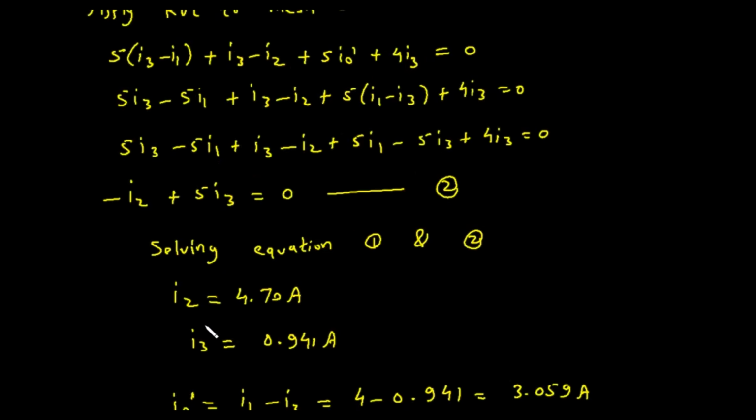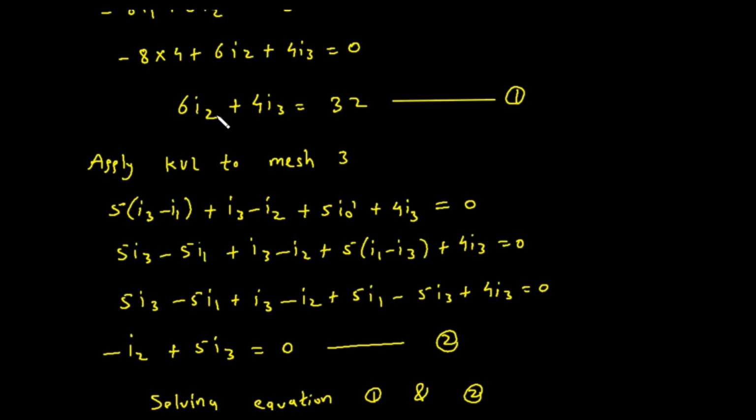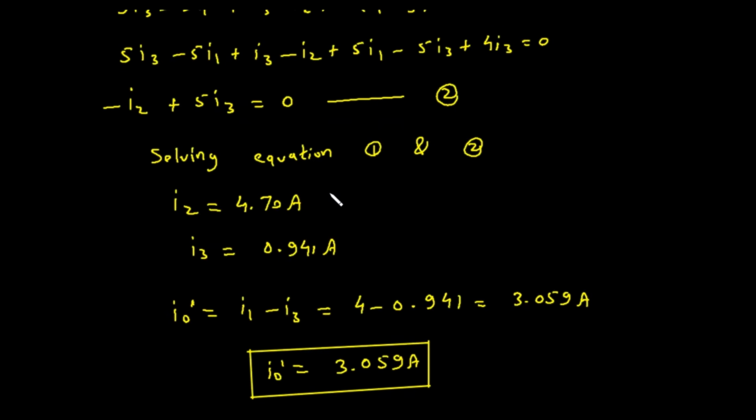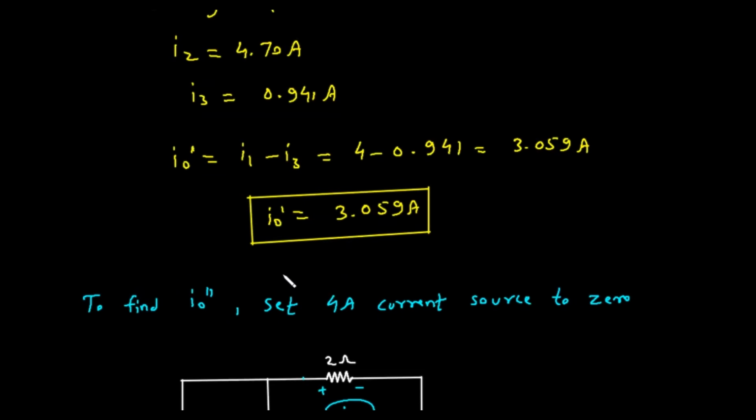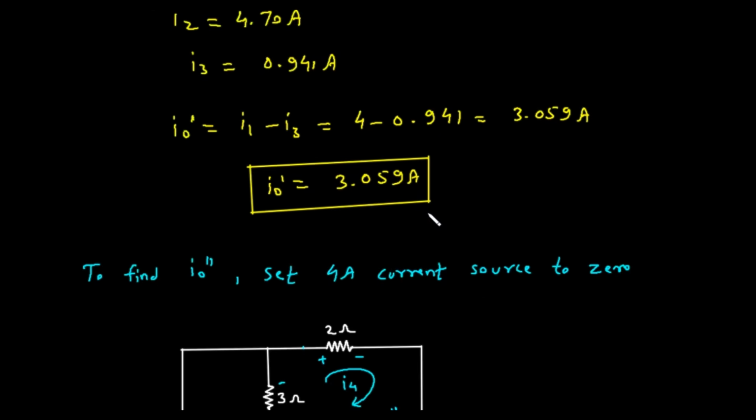Now we can find I sub 2. I sub 2 equals 5 times 0.941, which is 4.70 amperes. Finally, we can calculate I sub O prime. I sub O prime equals I sub 1 minus I sub 3. I sub O prime equals 4 minus 0.941, which is 3.059 amperes. So, the first part of our answer is I sub O prime equals 3.059 amperes.